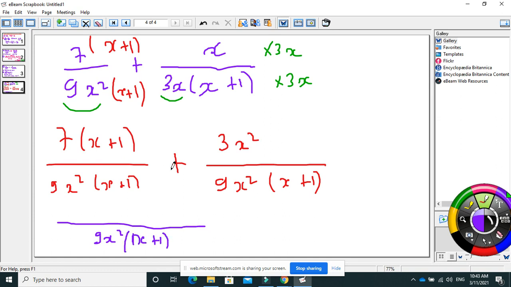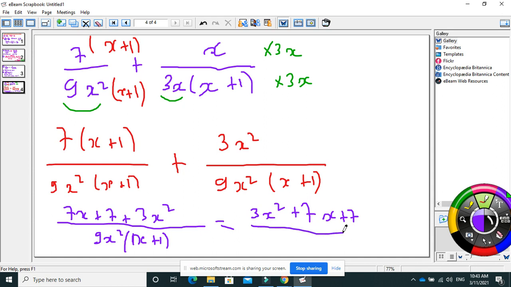And if it was minus, I have the same idea. Okay, so I have 7x plus 7 plus 3x squared. And now I cannot do anything more. So I write 3x squared plus 7x plus 7 over 9x squared times x plus 1.